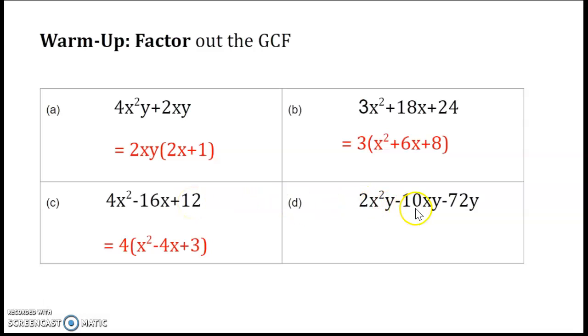D, looking at this, what are the common factors? 2, 10, and 72, they're all even. That means at the very least, 2 is a common factor. And 2 is the biggest number, so that actually solves it.